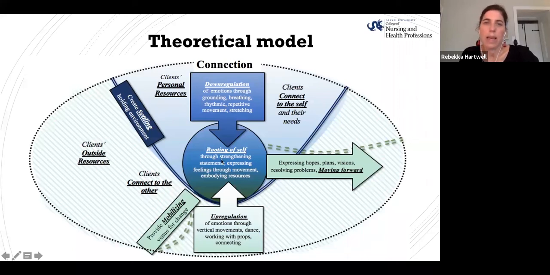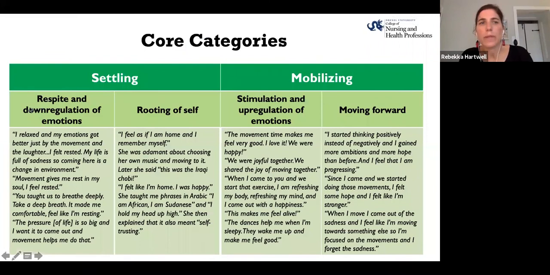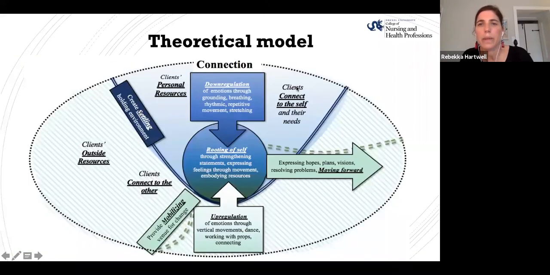Okay, so almost like a hierarchy. Well, almost like they're part of it. Sorry to go back and forth, but here you have down-regulation and rooting of self, and that's that part. At the same time, we talked about the connecting. That happens as the settling takes place. There's connecting to the self.